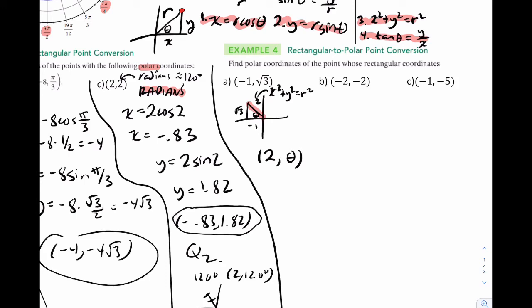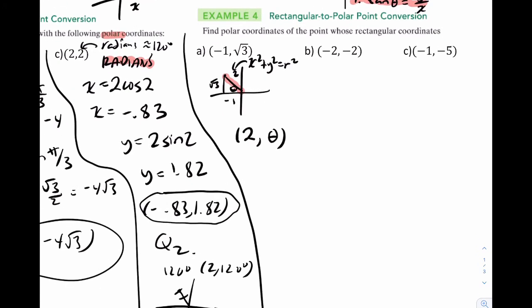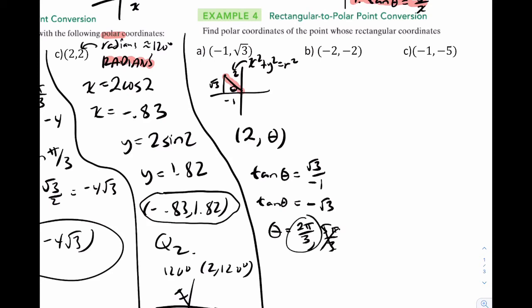The problem is that theta. So to find that, we're going to write tan theta is equal to y over x, which is root 3 over -1. And now look, it's just like our last chapter. Tan theta equals -root 3, so theta must be 2 pi over 3 or 5 pi over 3. However, the picture's in quadrant 2, which means it couldn't be 5 pi over 3. There's our angle. So I'm going to write 2 comma 2 pi over 3. And there it is.